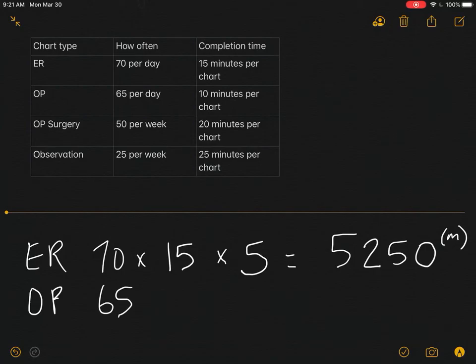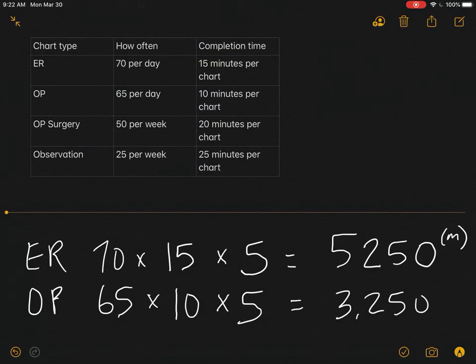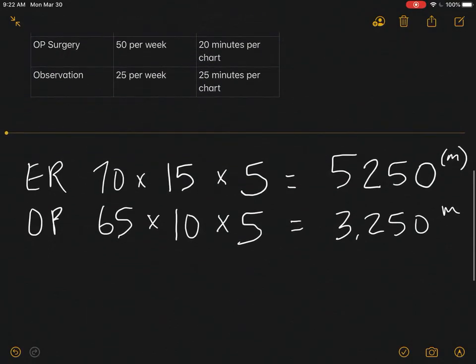We have 65 charts per day times 10 minutes per chart times 5 days a week. And that equals 3,250 minutes. Okay? All right.